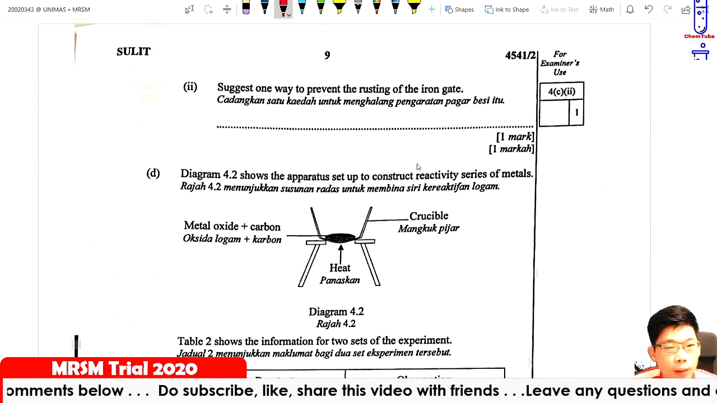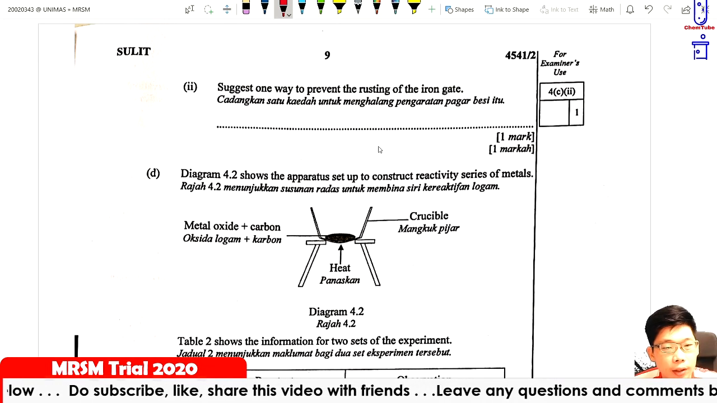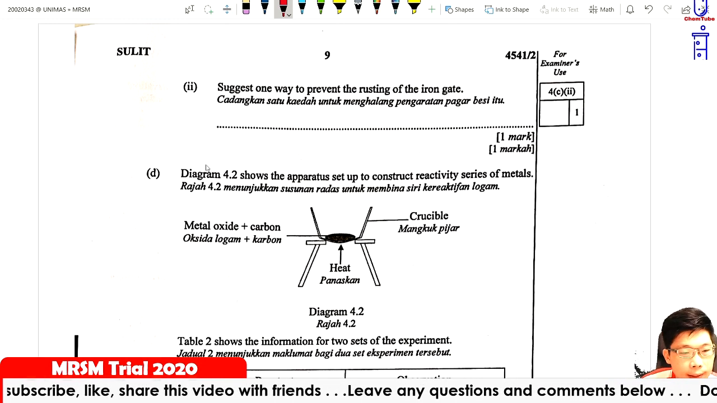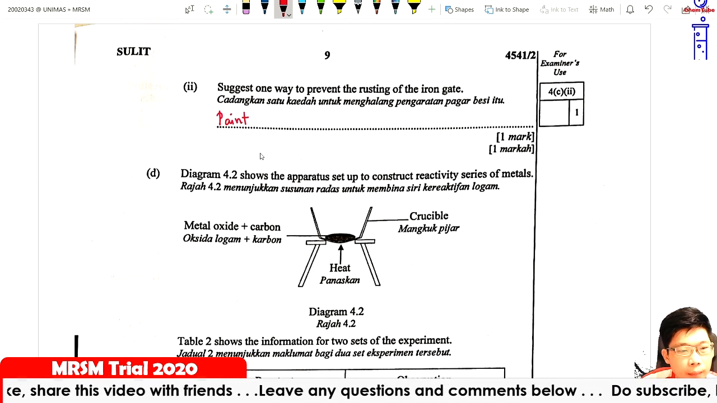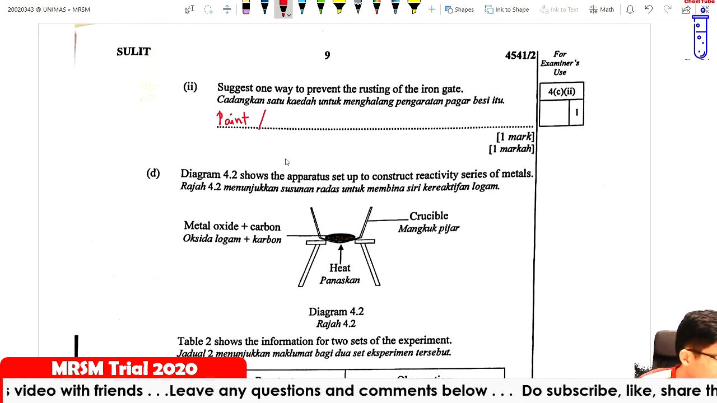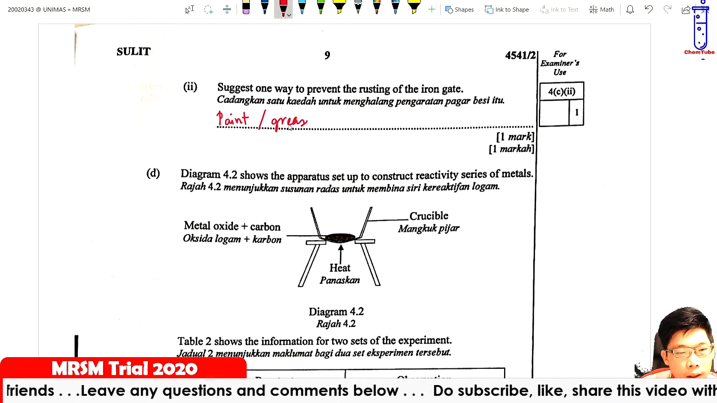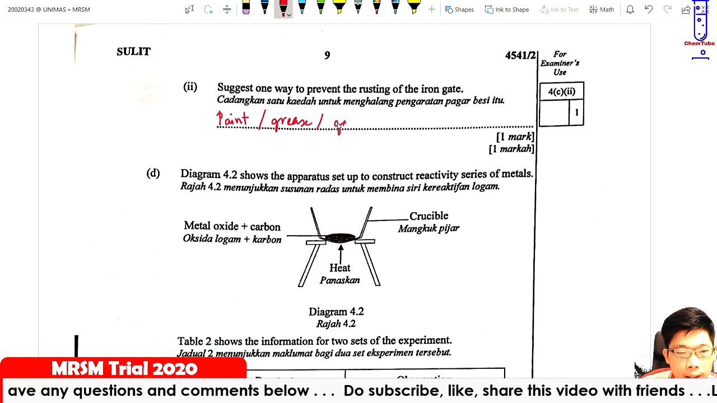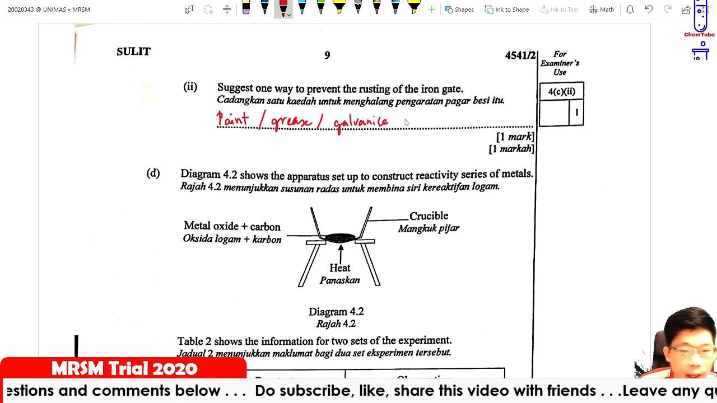Suggest one way to prevent the rusting of the iron gate. There are several ways, you can choose any one. Let's say we can paint the gate, we can put on grease, or we can galvanize the iron gate.